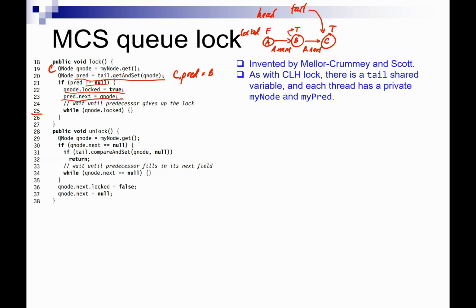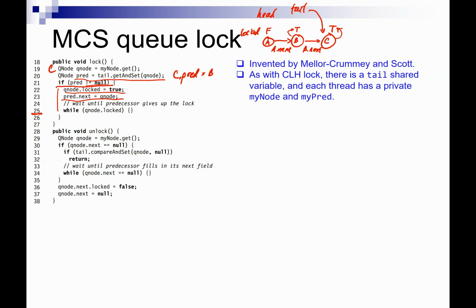Okay. And then C here is going to do line 25, and he's going to spin on his own variable. Now this other case where if pred equals null, that means that you're at the head of the queue. So if you're at the head of the queue, then you don't have any predecessor, so you don't need to do this stuff from 22 to 25. If you're at the head of the queue, you can also just go into the critical section. Don't wait at line 25. Okay, so that is the in-queue procedure.